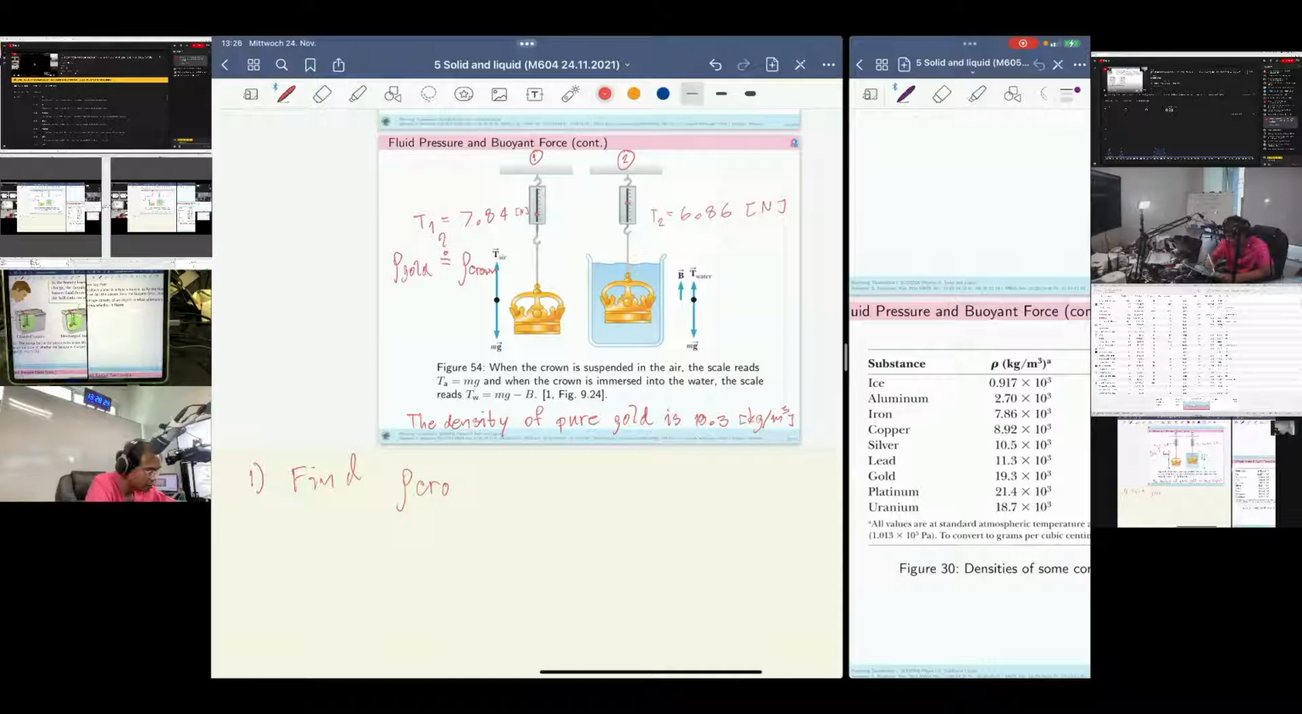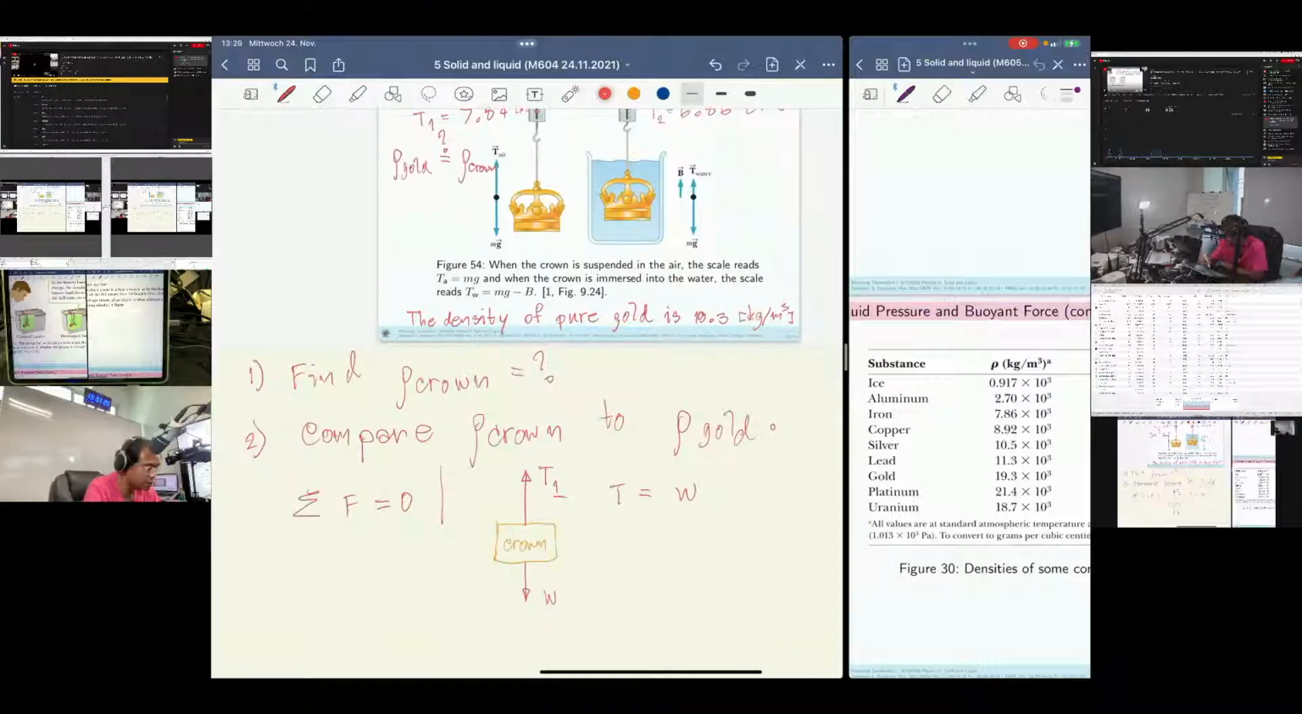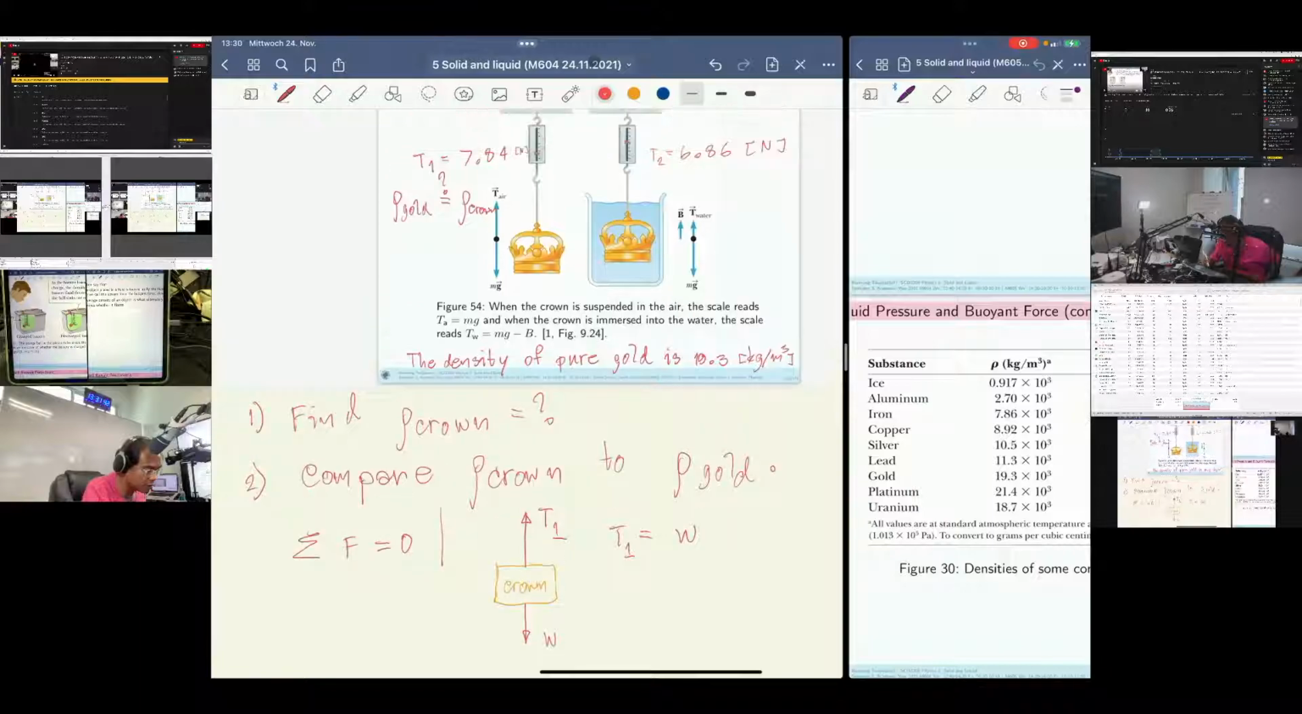So we would have T equals W, right? But T in this case is T1 from the first experiment. They say that the tension observed by this weight measurement device is 7.84, right? So it means the weight of this object, the weight of the crown.